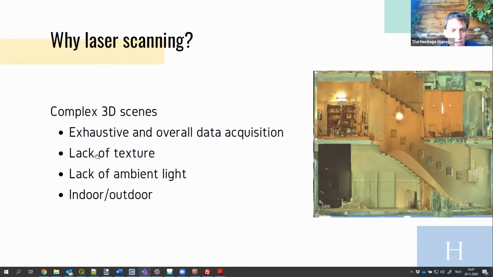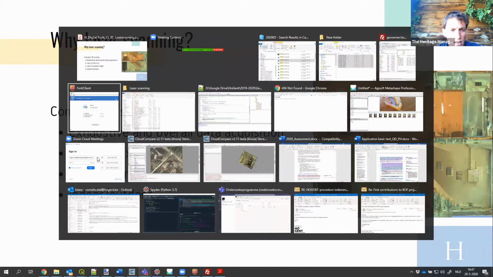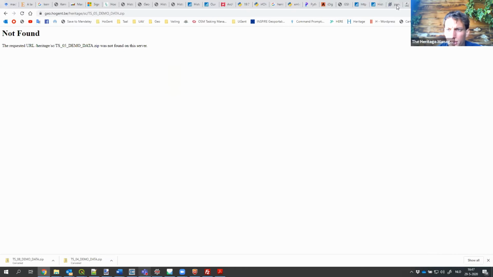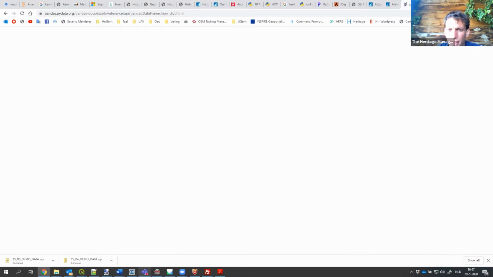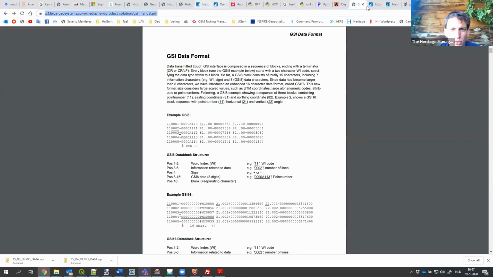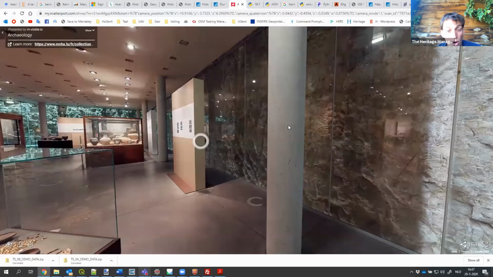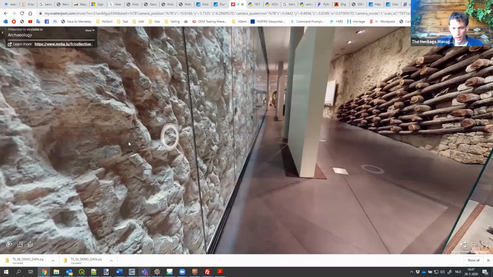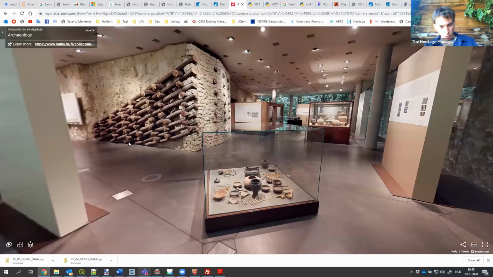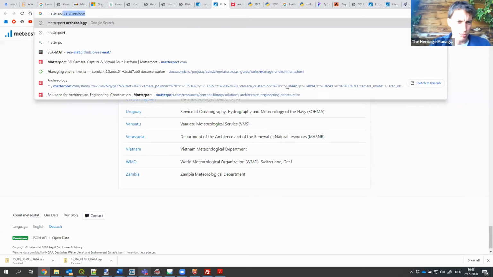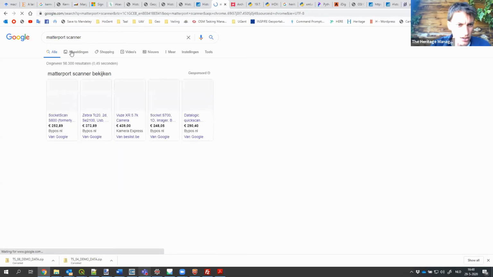To give you an idea of the complexity of the scenes, I would like to show you a website that I found online. Where's my browser? Here's my browser. I think I have to go to this one. This data is acquired with a 3D laser scanner with an integrated panoramic camera. It's called a Matterport scanner.